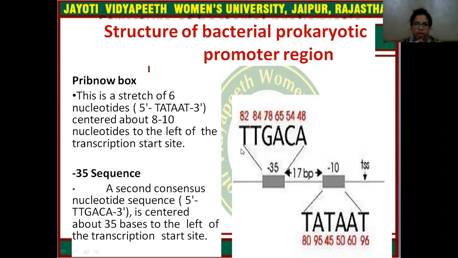So basically this side is minus 35 and this side is minus 10, and the basic difference between minus 35 and minus 10 is 17 base pairs. So that's how the prokaryotic promoter region is shown, and the binding of RNA polymerase to the promoter region is followed by conformational changes of the RNA polymerase. This is the basic first step of the transcription initiation.